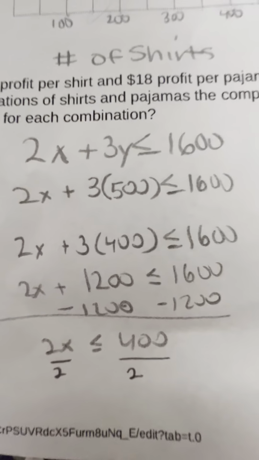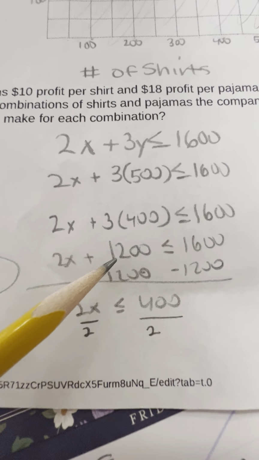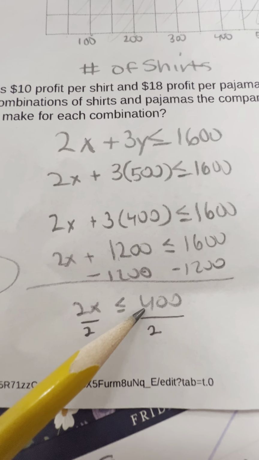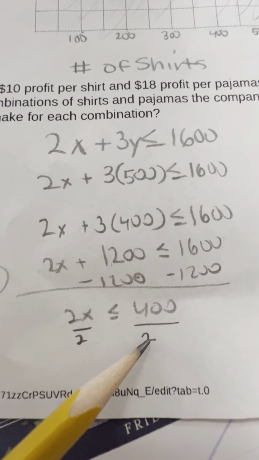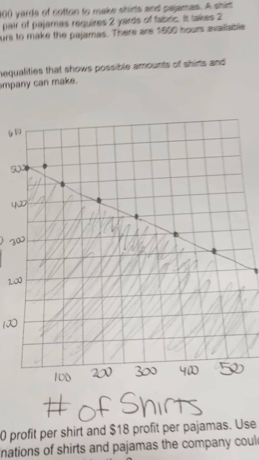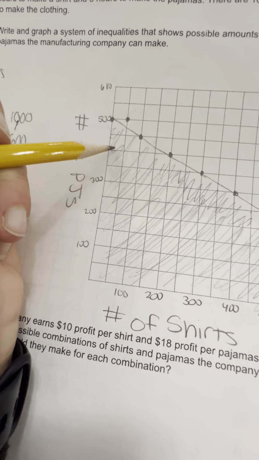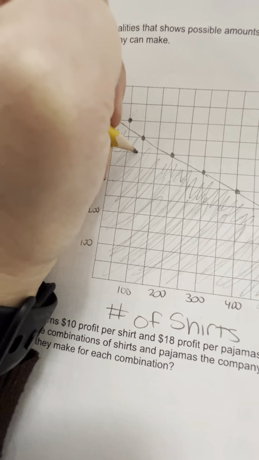These were the ones I did in the video yesterday. So I picked 400 as well. You get 1,200 hours to make those, which means that leaves me with 400 hours remaining. And then I can divide that by 2, and I get a total of 80 shirts. So that would work too. And so I'm just going to put 400 with 80, and we'll put that point right here.